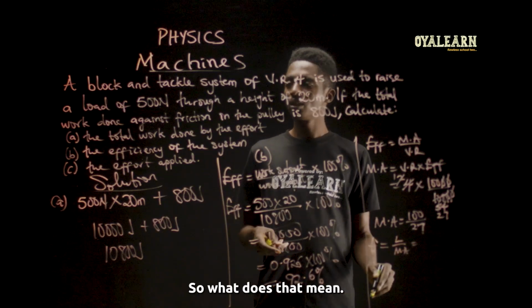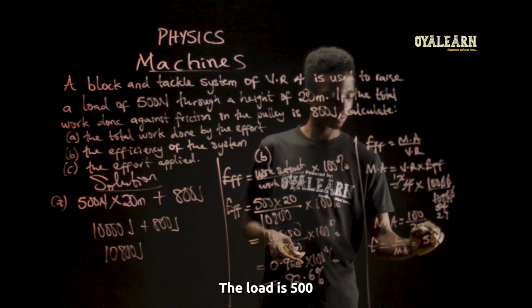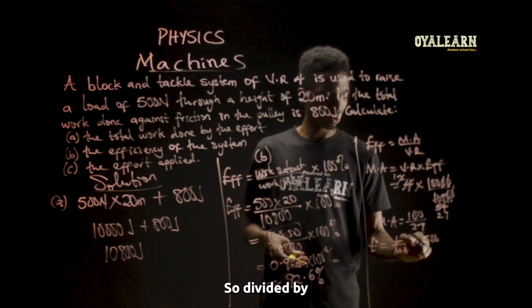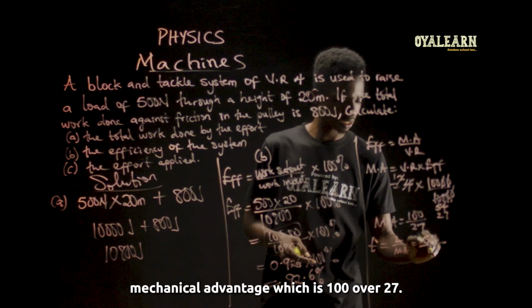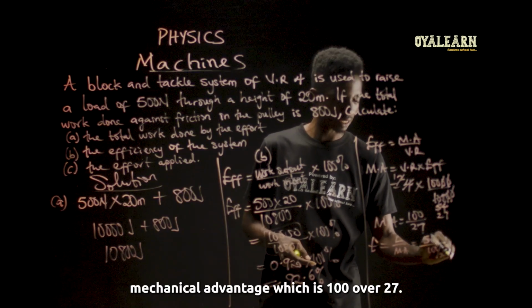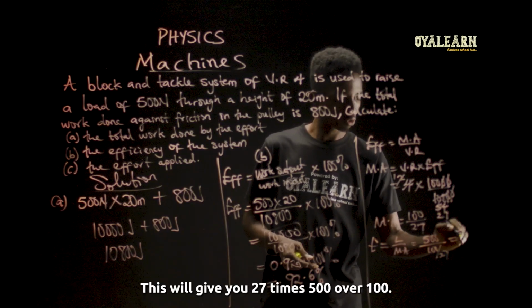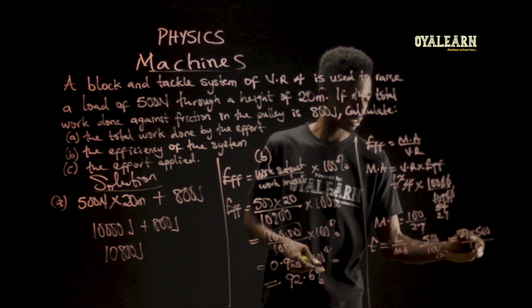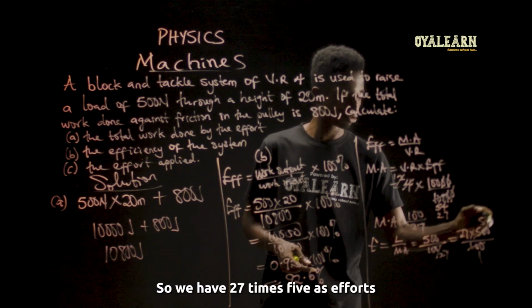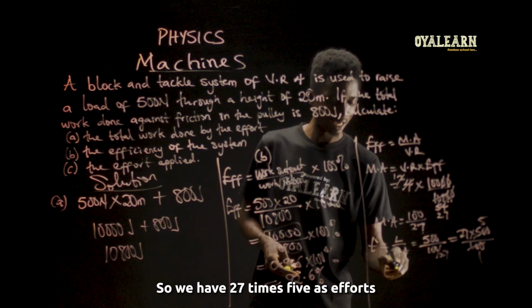So what does that mean? The load is 500. Okay? So divided by mechanical advantage, which is 100 over 27. This would give you 27 times 500 over 100. So this here 1, here 5. So we have 27 times 5 as effort.